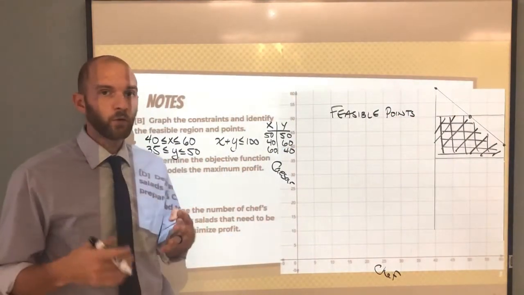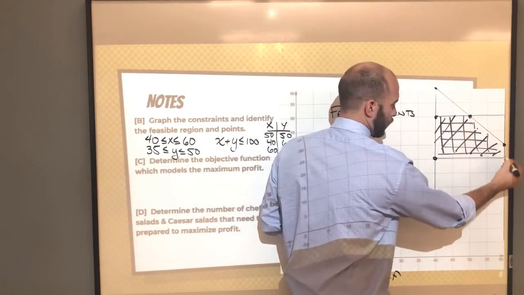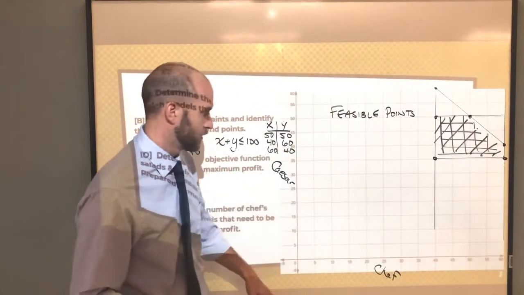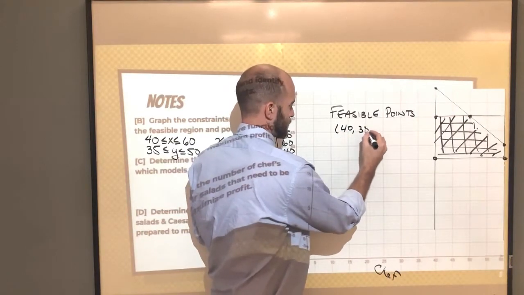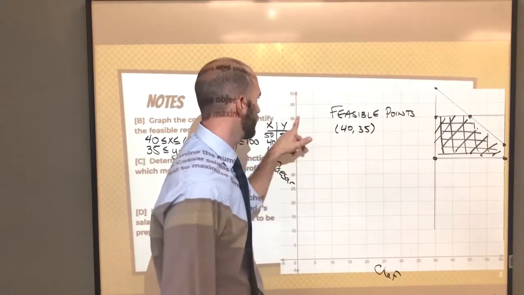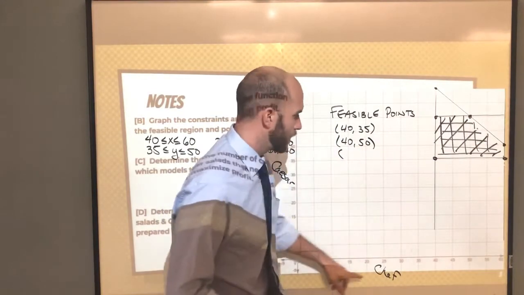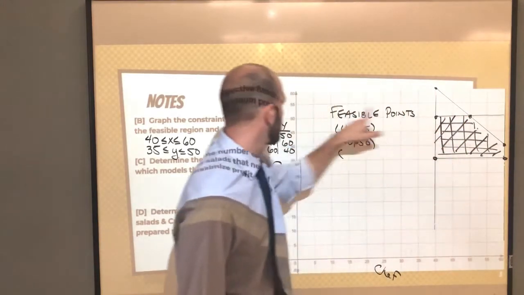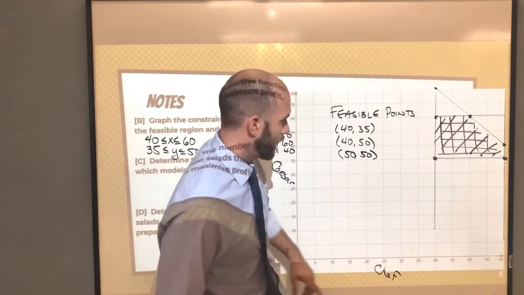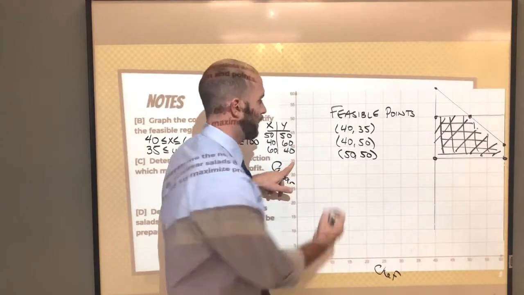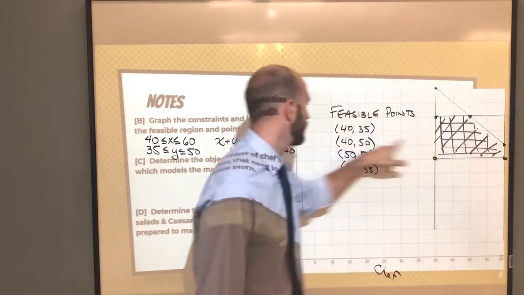Unlike the last example where we had 4 feasible points, we see this polygon gives us 1, 2, 3, 4, 5 feasible points. So let's go ahead and list those. We've got 40, 35. We've got 40, 50. We've got 50, 50. We've got 60, 35. And we've got 60, 40.